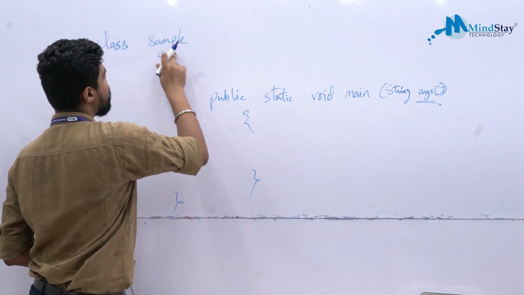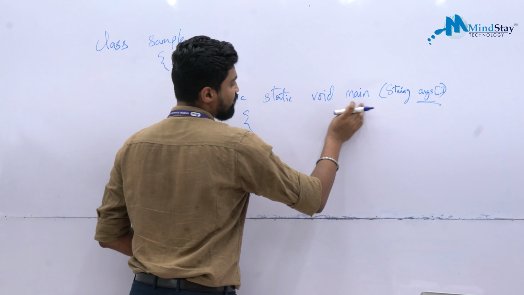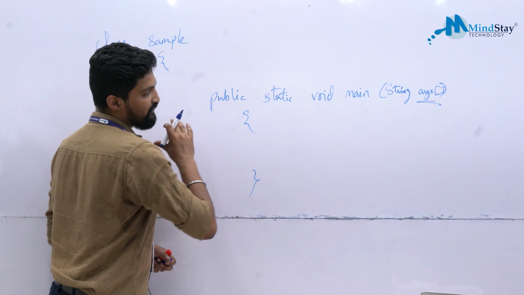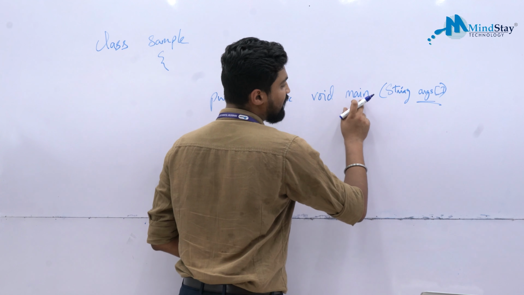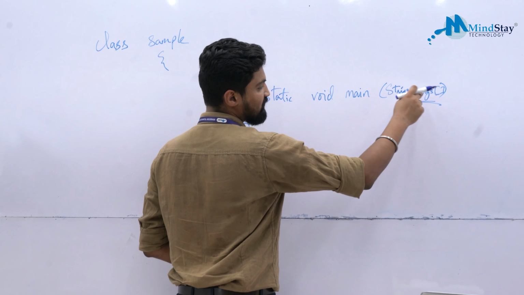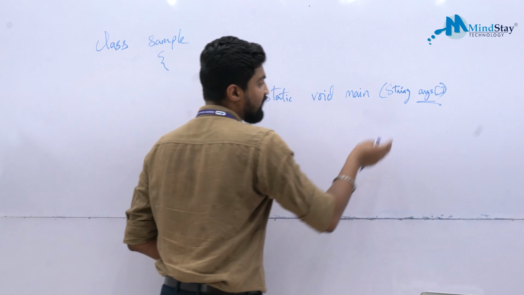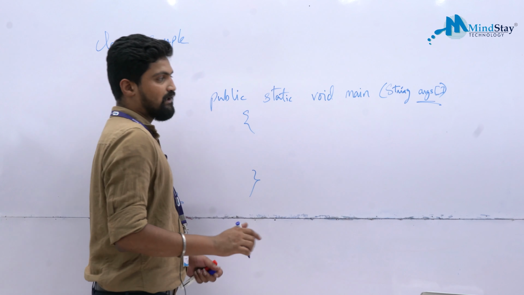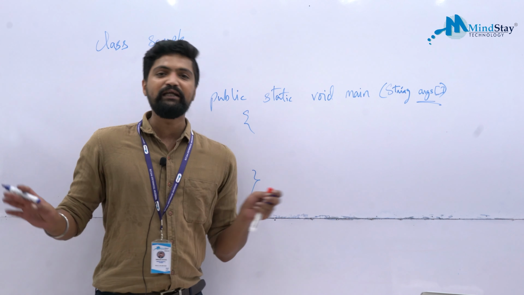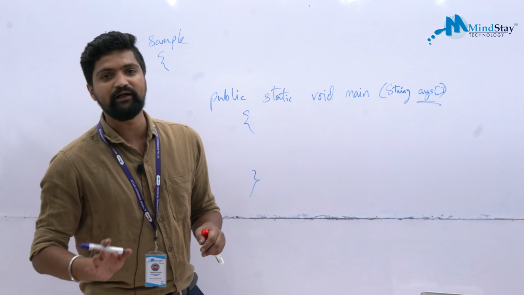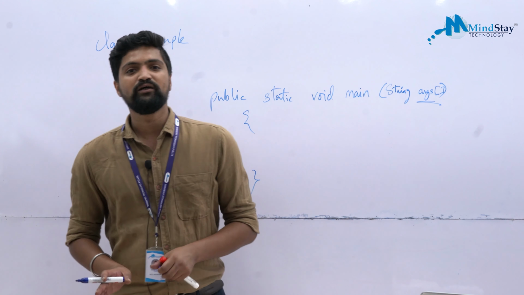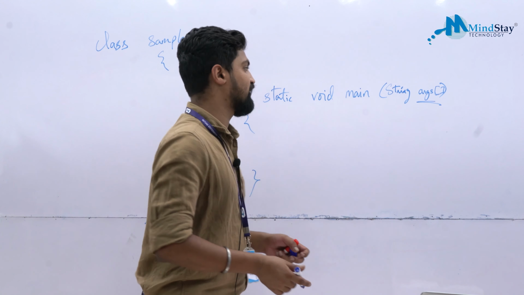So this is what my main function looks like. We have the class name sample, and we have the main function with void static public. So we always write it this way: public static void main string args. Now this args is nothing but arguments, basically. That args can have any name. It's not mandated to write args. We write args so that it becomes easier for us to understand.